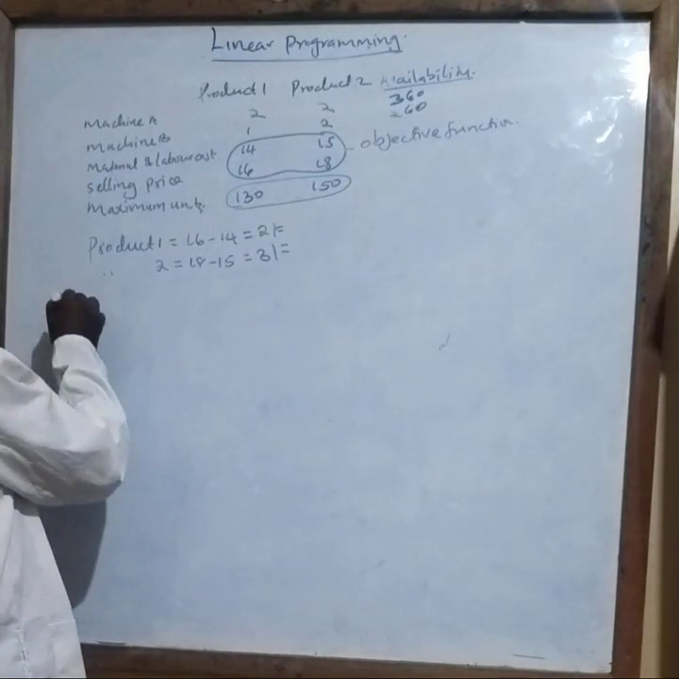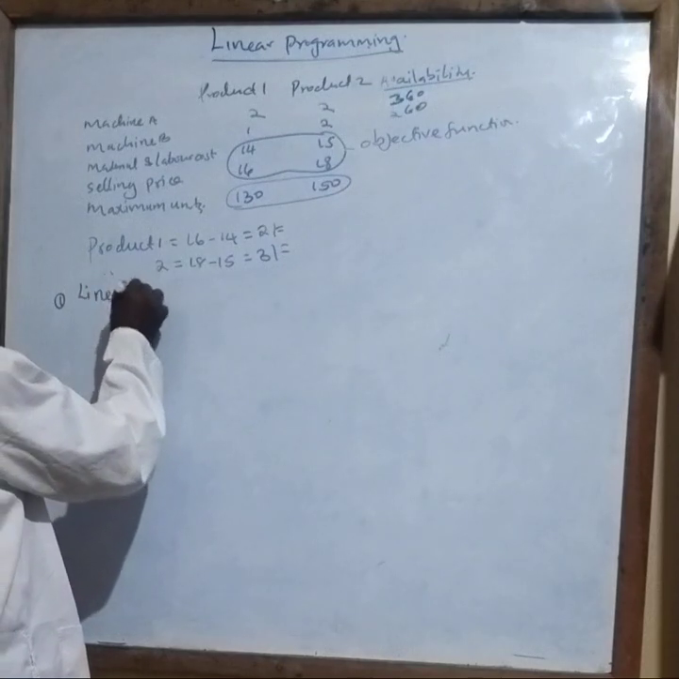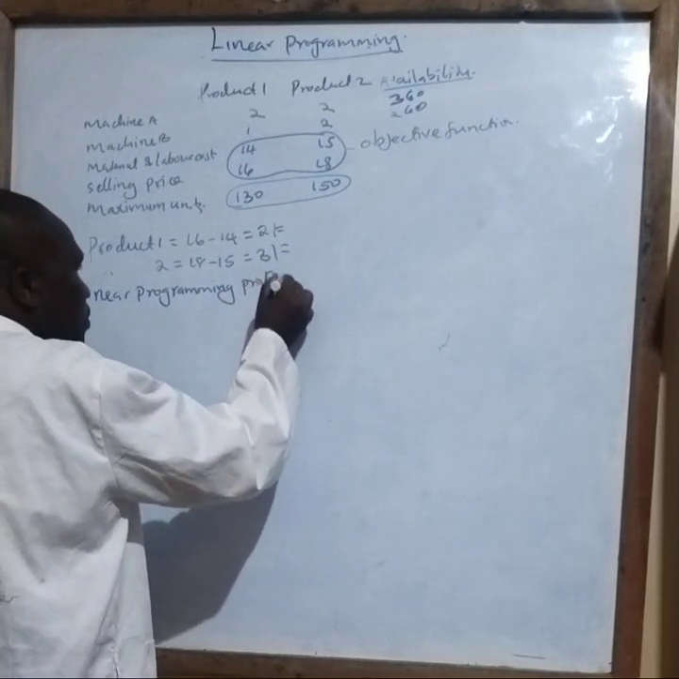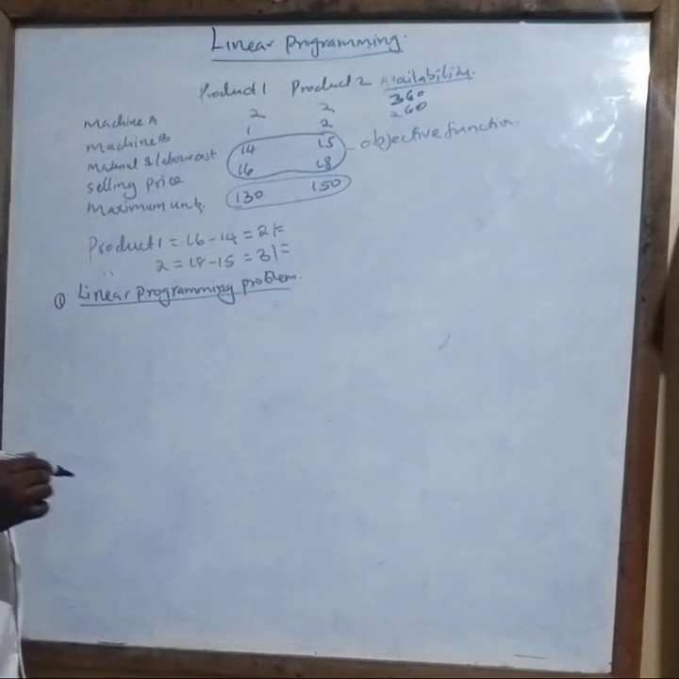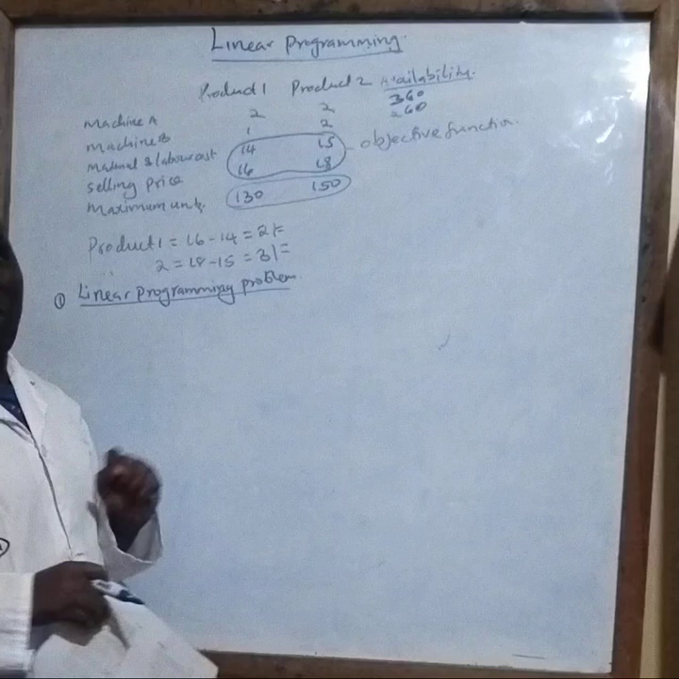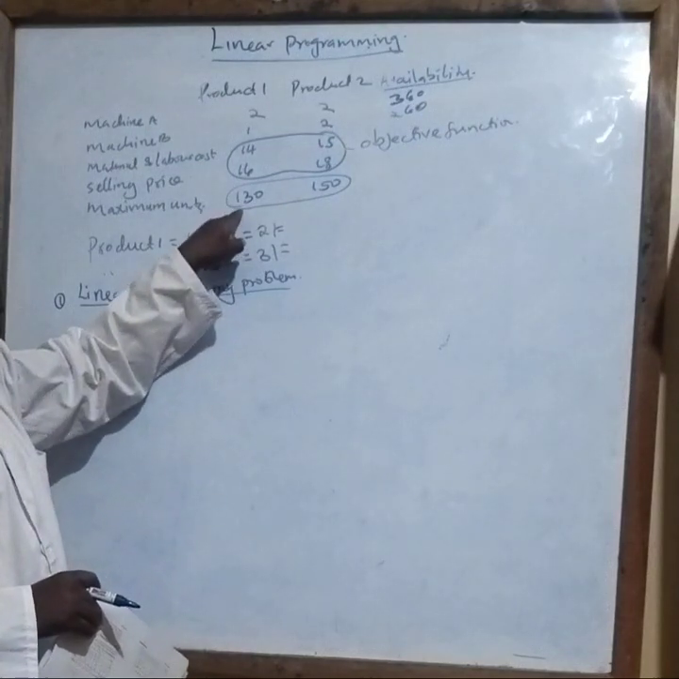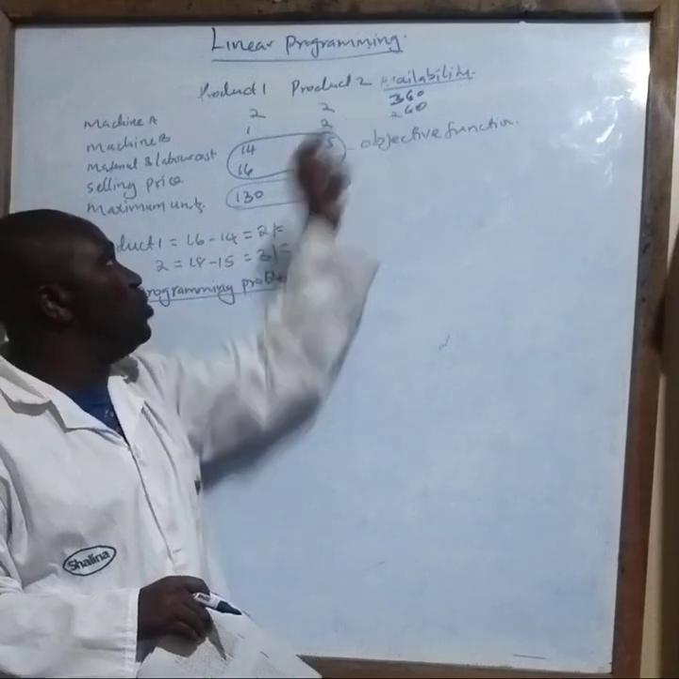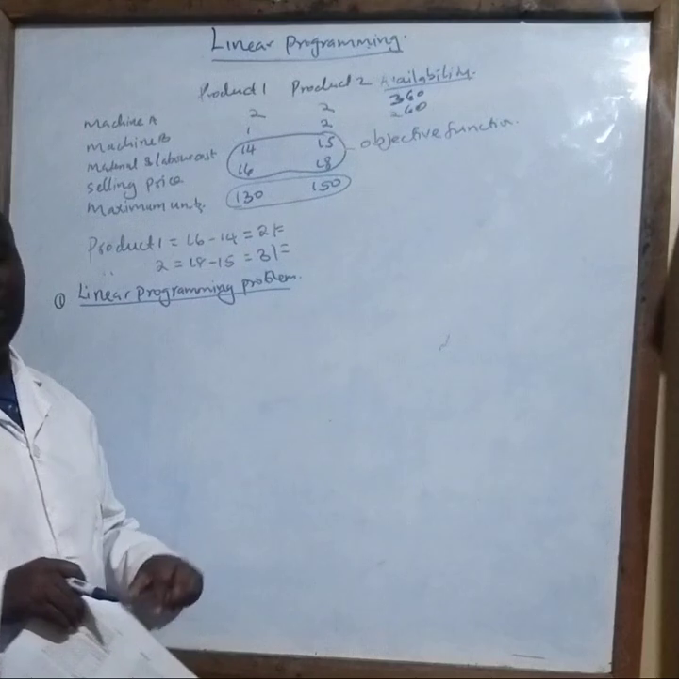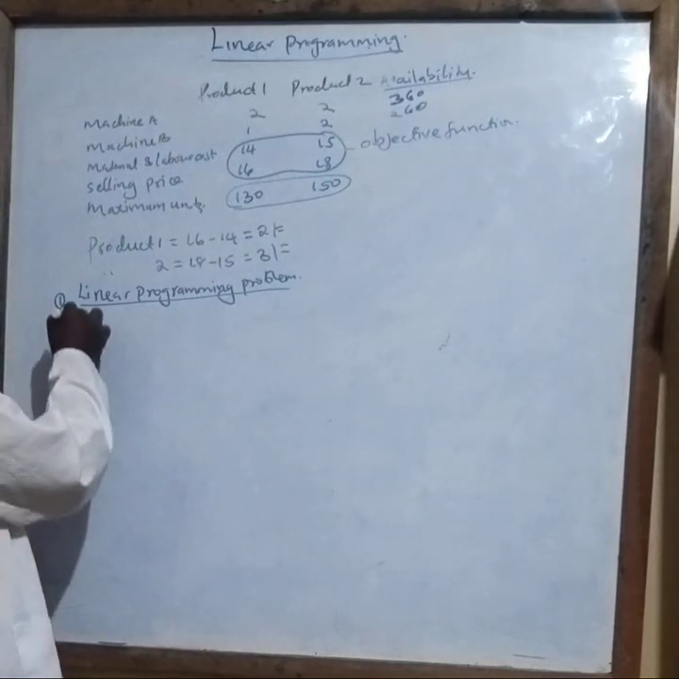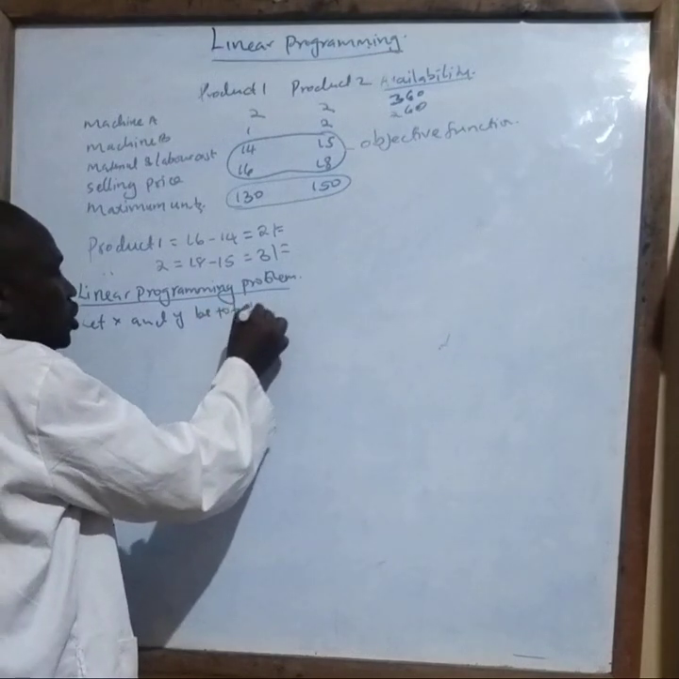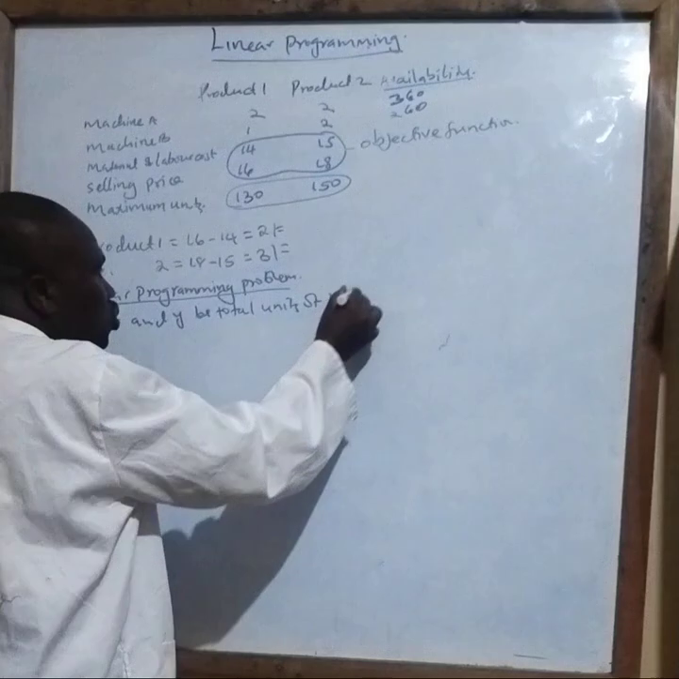So number one is formulate the linear programming problem. For the linear programming problem, we go back to our objective function and constraints. In this case, we don't know how many units of product 1 were produced, but we have been told there is a maximum of 130, which means it cannot go beyond 130. We don't know the maximum units for product 2, but we have been told it cannot go beyond 130. Therefore, our work will be very simple. We say now let x and y be the total units of 1 and 2.